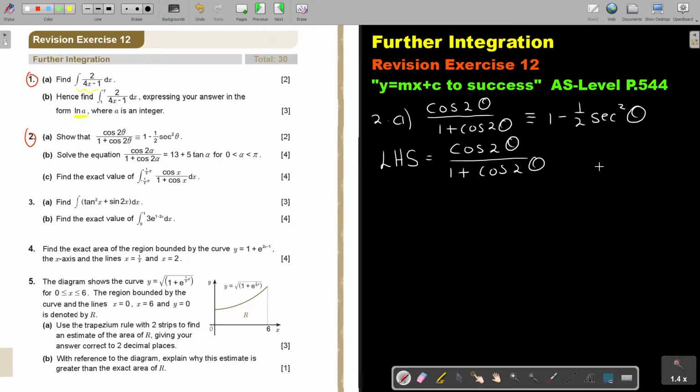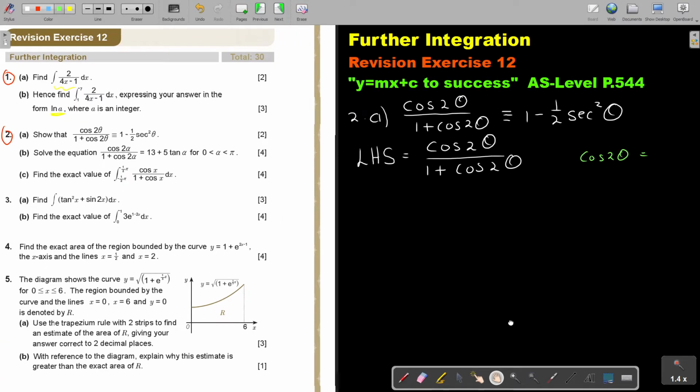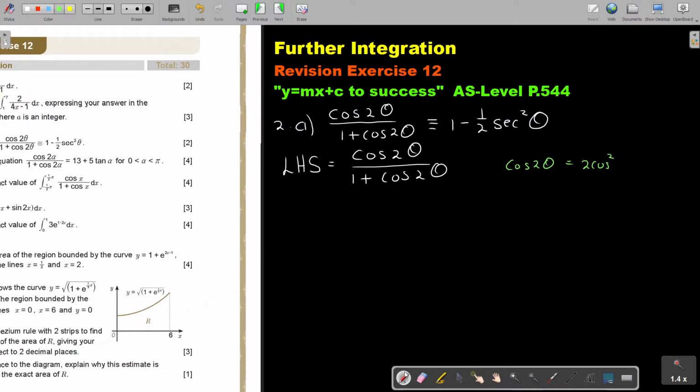I think so. I'm going to go with cos 2 theta is equal to 2 cos squared theta minus 1. Okay, but I'm going to substitute it here, and I'm going to substitute it here. So this is going to be then 2 cos squared theta minus 1. Remember it's that one, and now I repeat this part, 2 cos squared theta minus 1.